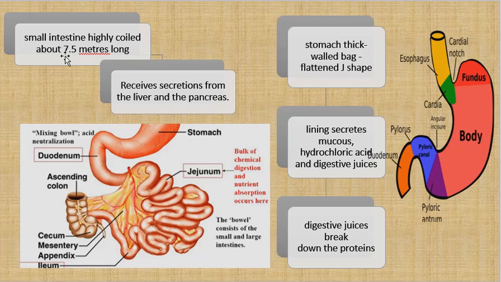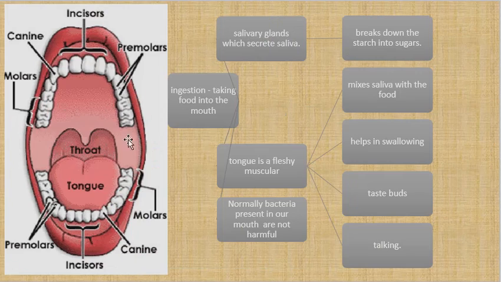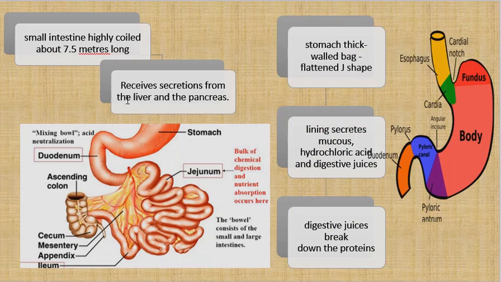Okay, now the small intestine. The small intestine is highly coiled. It is about 7.5 meters long. It receives secretions from the liver and pancreas. Already we have seen the salivary glands have some secretion which is mixed by the tongue. Then the liver and pancreas also secrete, and their secretion is mixed in the small intestine for digesting the food. It is a 7.5 meter long pipe.